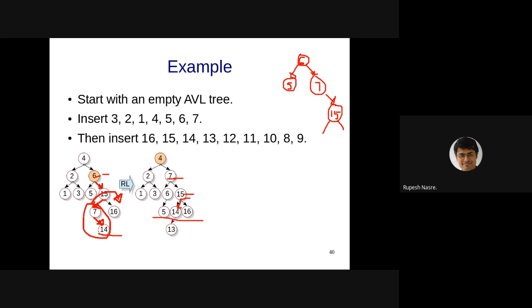Okay. So then I request you to fill up the remaining part. How will the tree look like after you have inserted all the elements? Please try that out and share your level order traversal of the AVL tree.